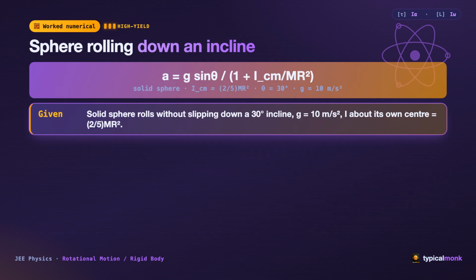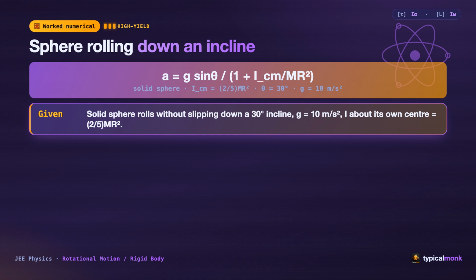Time to solve a full JEE numerical, together, slowly, the monk's way. A solid sphere of radius r rolls without slipping down an incline of 30 degrees with g equal to 10 meters per second squared. Find its linear acceleration down the slope.